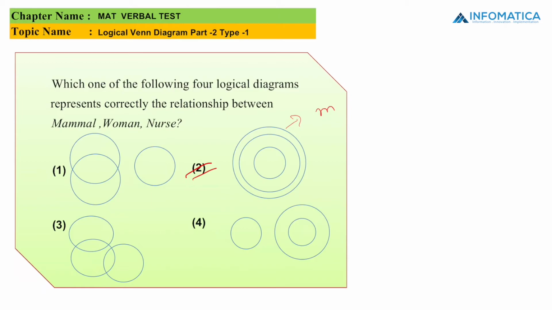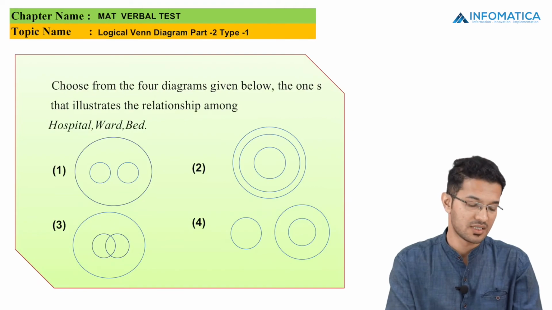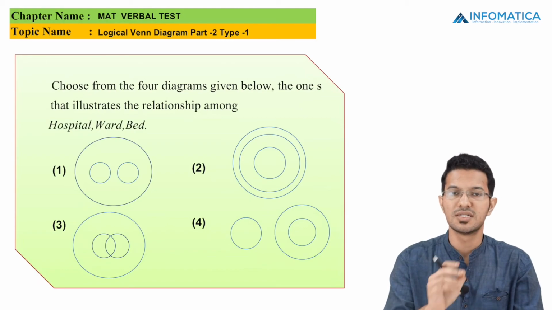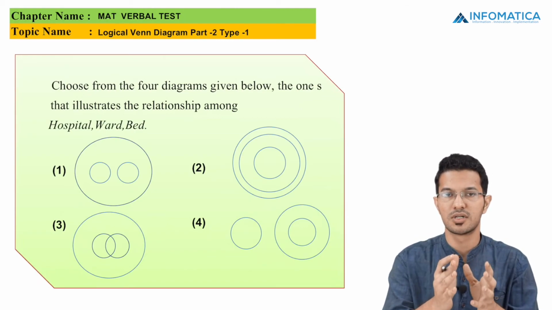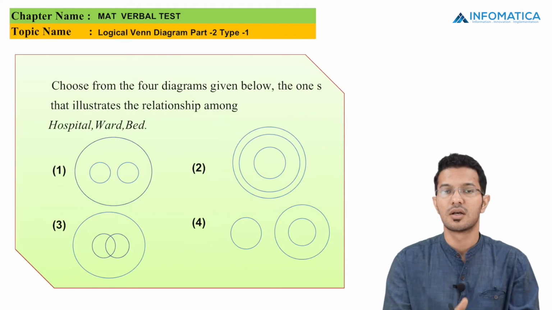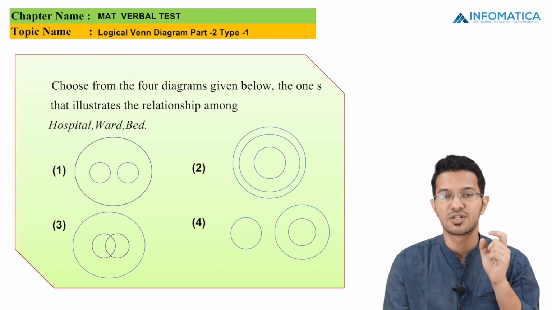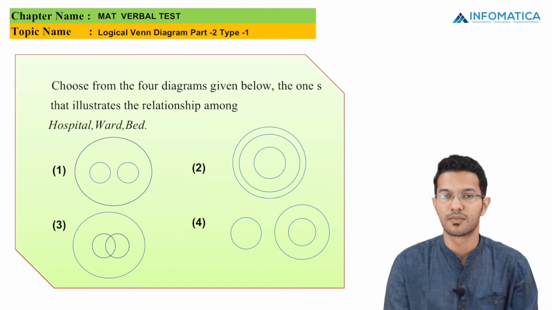So the bigger circle will have the mammal, the smaller circle will consist of woman, whereas the innermost circle will consist of the nurse. So option 2 is the right answer. Now the next MCQ says we need the relationship between a hospital, a ward and a bed. Now students, this is nothing but the bigger circle, smaller circle and the innermost circle. The bigger circle will consist of a hospital, the inner circle will consist of a ward, whereas the smallest circle will consist of a bed. So we need 3 circles again, which are one inside each other.